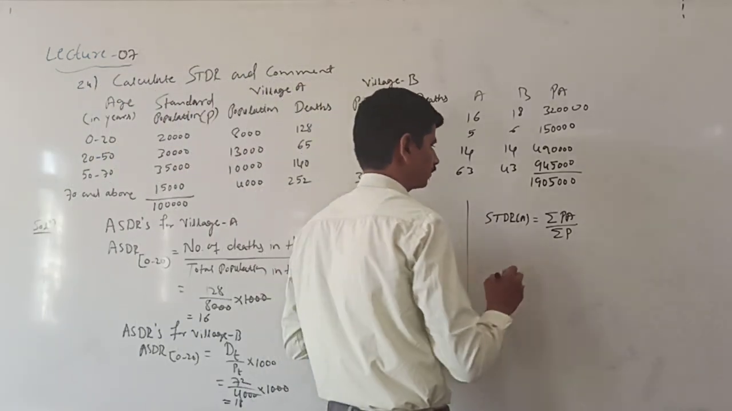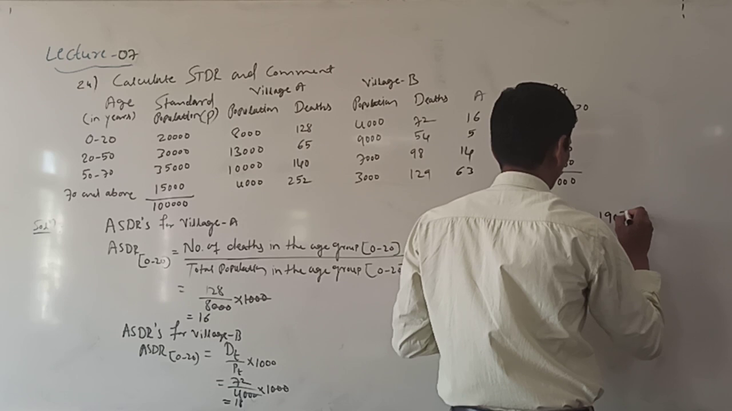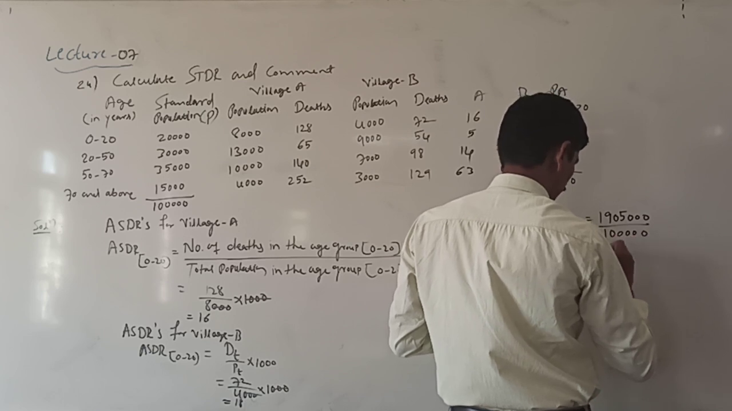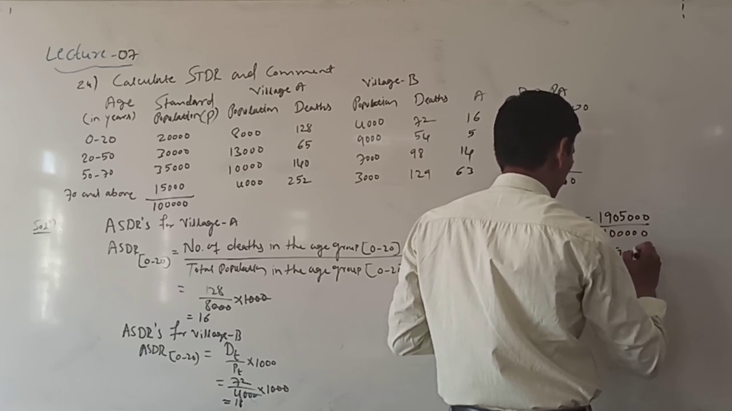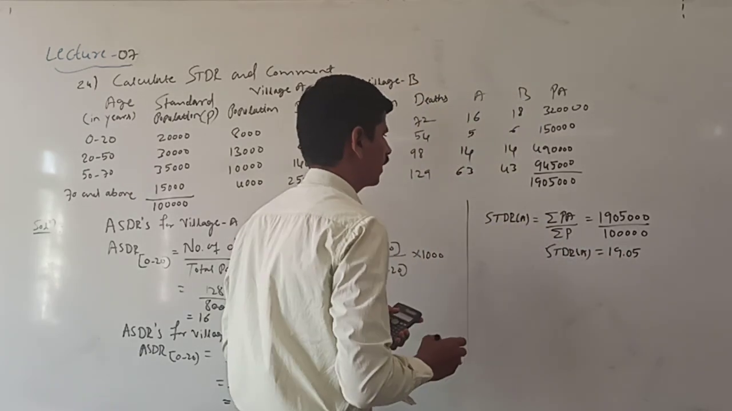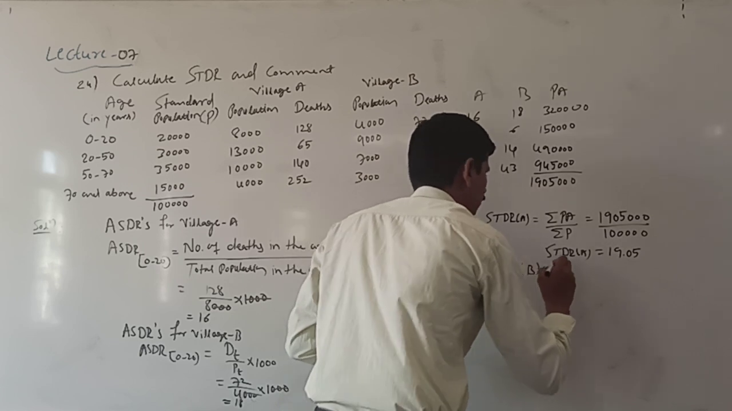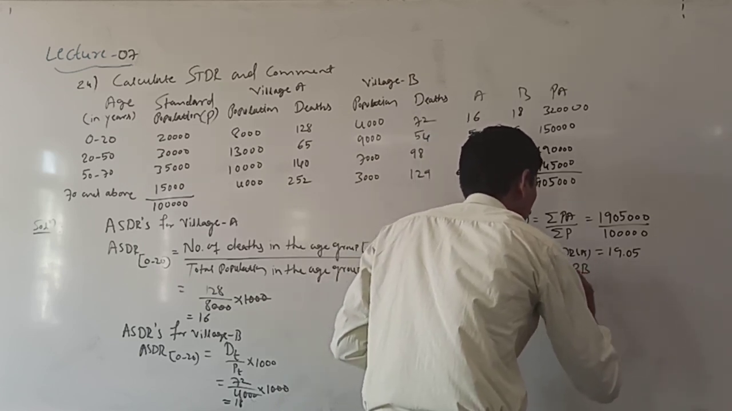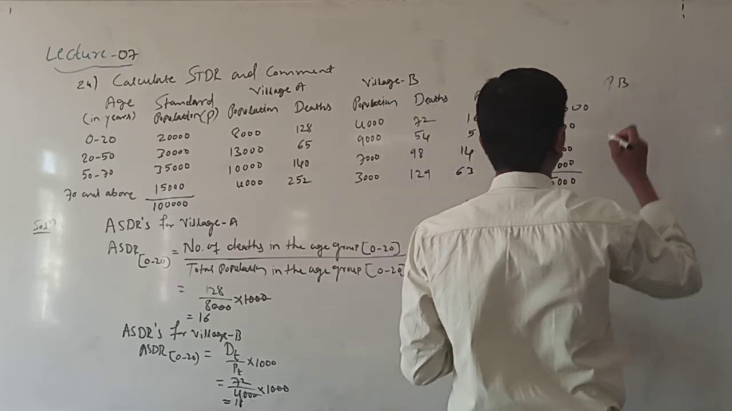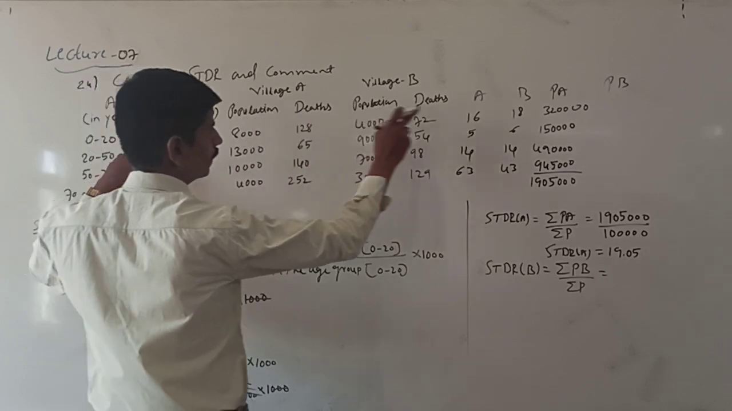Here substitute the values. Sum of PA is 19,05,000 divided by sum of P, which is 1 lakh. Then we will get 19.05. STDR for A is 19.05. Next we have to find STDR for B. STDR for B is sum of PB by sum of P. You have to multiply P into B, where P is the standard population, same as it is, with respect to B values.